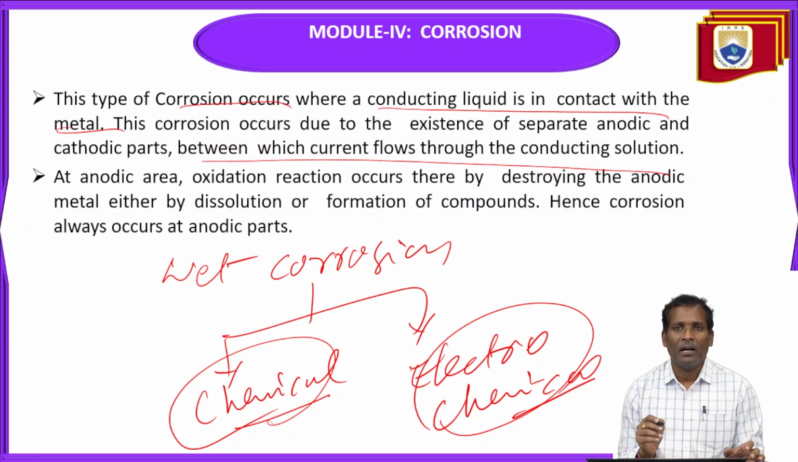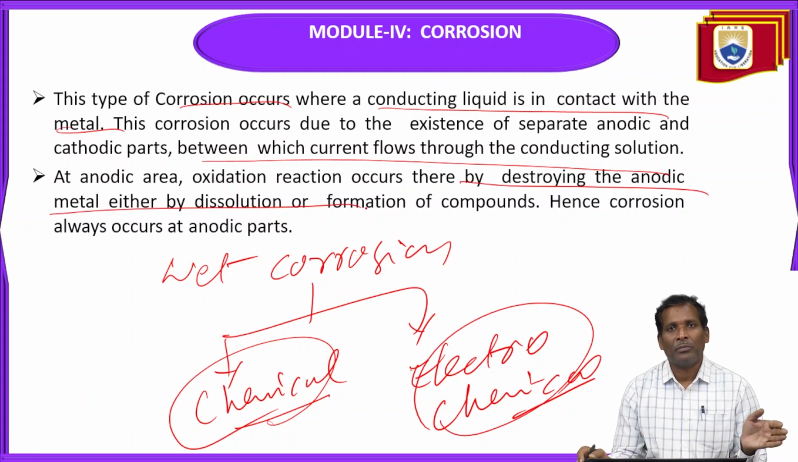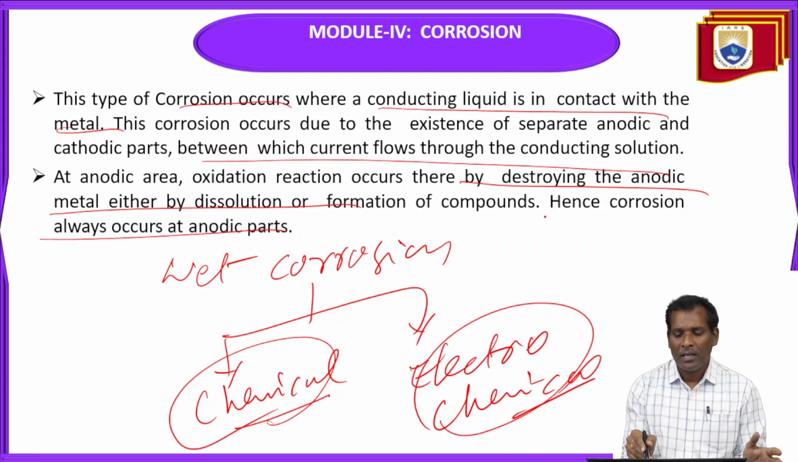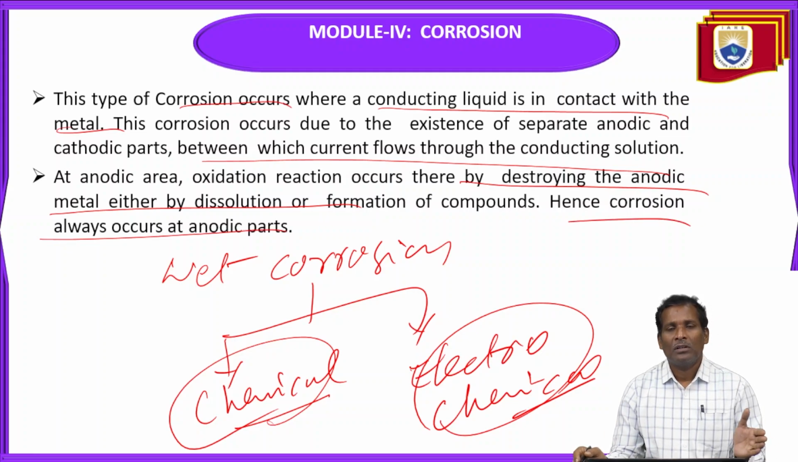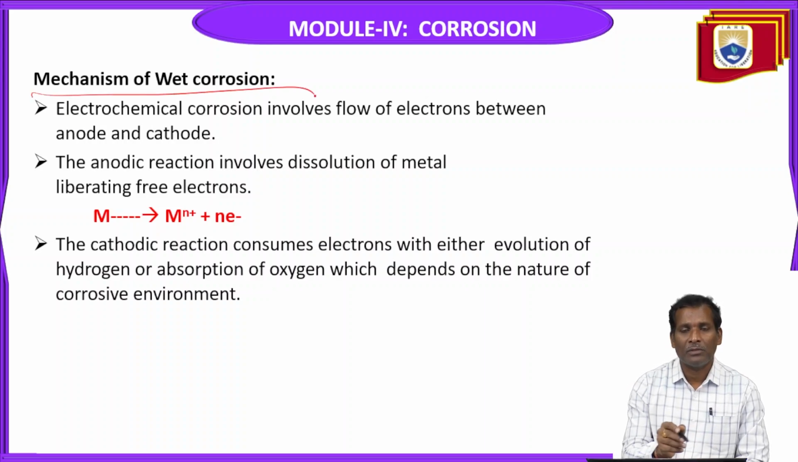At the anodic area, oxidation reactions occur, thereby destroying the anodic metal either by dissolution or formation of compounds. Hence, corrosion always occurs at anodic parts. This type of corrosion is called electrochemical corrosion. Now we'll see the theory, the mechanism behind this electrochemical corrosion.